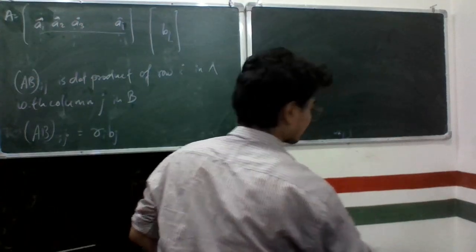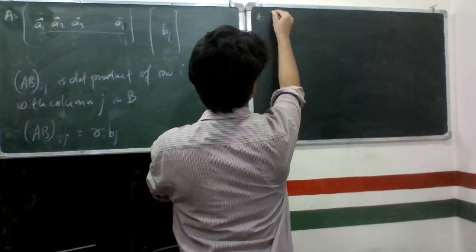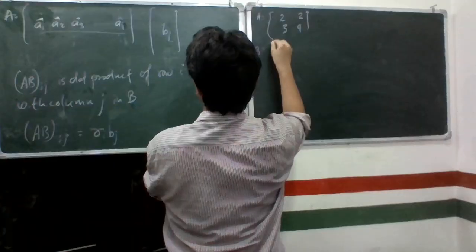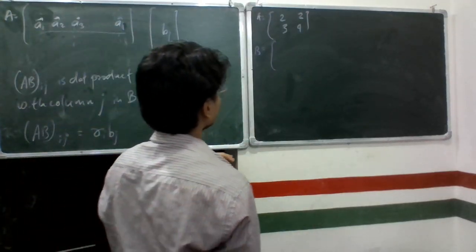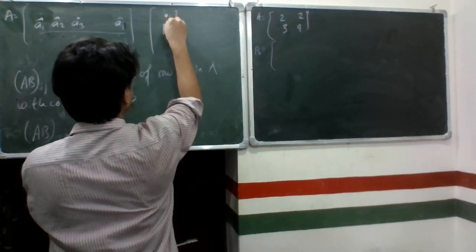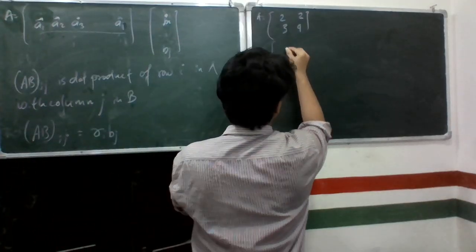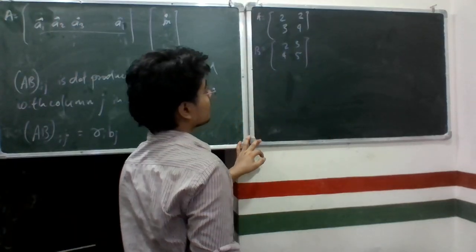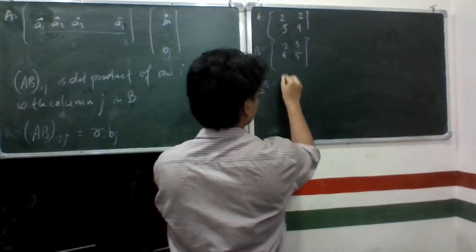So let's take a rather simple example. Let's suppose we have A to be a 2 by 2 matrix. So this will be 2, 2, 3, 4. Let's suppose B to be also a 2 by 2 matrix, 2, 3, 4, 5. Then the matrix multiplication AB is going to be what?